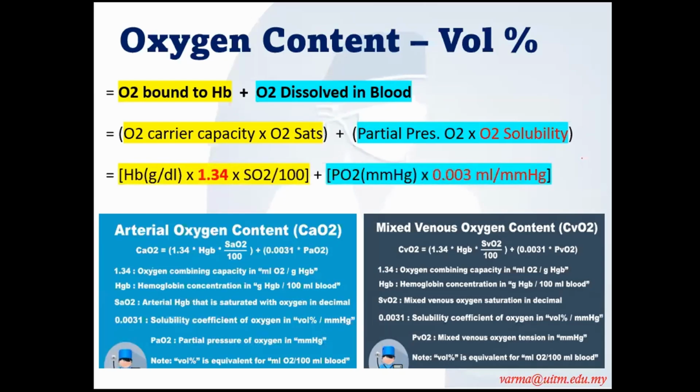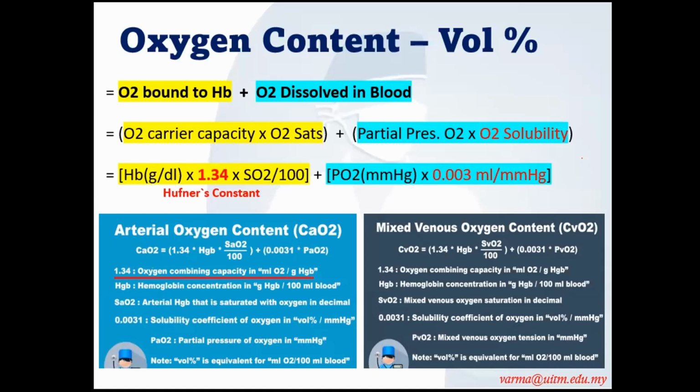So Hb, what is 1.34? This part is the oxygen carried in hemoglobin: hemoglobin in grams per deciliter times 1.34 times saturation. What is 1.34? It is Hüfner's constant. What is the importance of Hüfner's constant? It is the oxygen combining capacity of the hemoglobin. Why can't we just put it as 1? Why do they have to actually tell us the oxygen binding capacity of the hemoglobin?